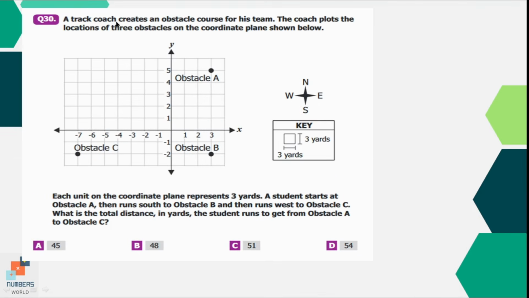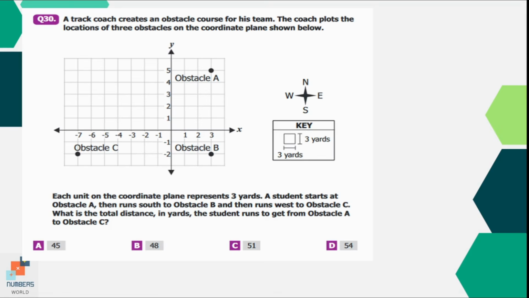Question number 30. A track coach creates an obstacle course for his team. The coach plots the locations of 3 obstacles on the coordinate plane shown below. Each unit on the coordinate plane represents 3 yards. A student starts at obstacle A, then runs south to obstacle B, and then runs west to obstacle C. What is the total distance in yards the student runs to get from obstacle A to obstacle C?